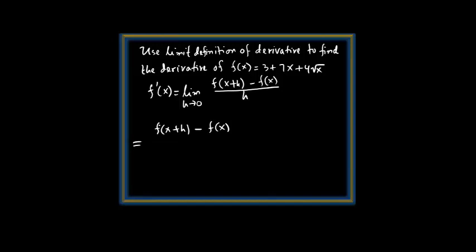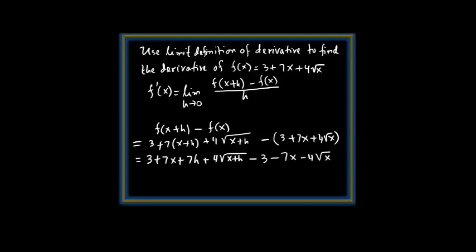So first of all, in this function you just replace your x by x plus h. So you get 3 plus 7 times x plus h, plus 4 square root of x plus h. This is my f of x plus h, and my f of x I can just use that one. So we have 3 plus 7x plus 4 square root of x. In the next line we'll be simplifying this. When you remove the parentheses, you see 3 plus 7x plus 7h plus 4 square root of x plus h. We have nothing to do in here, leave it there.